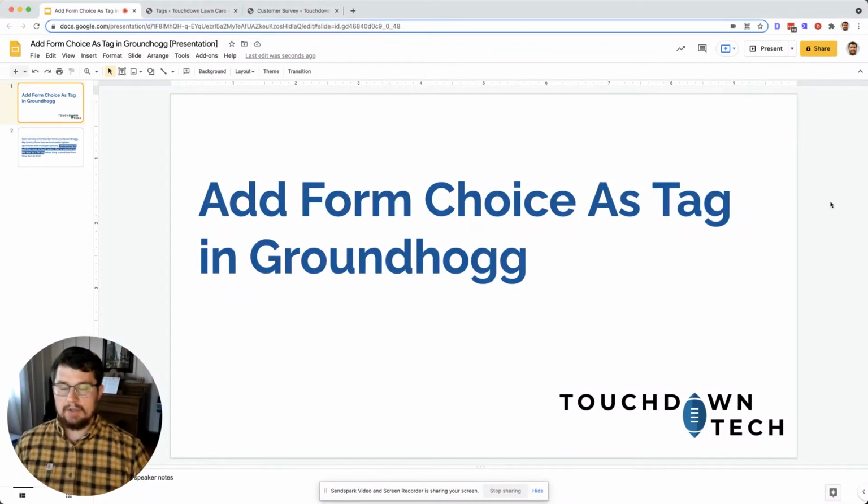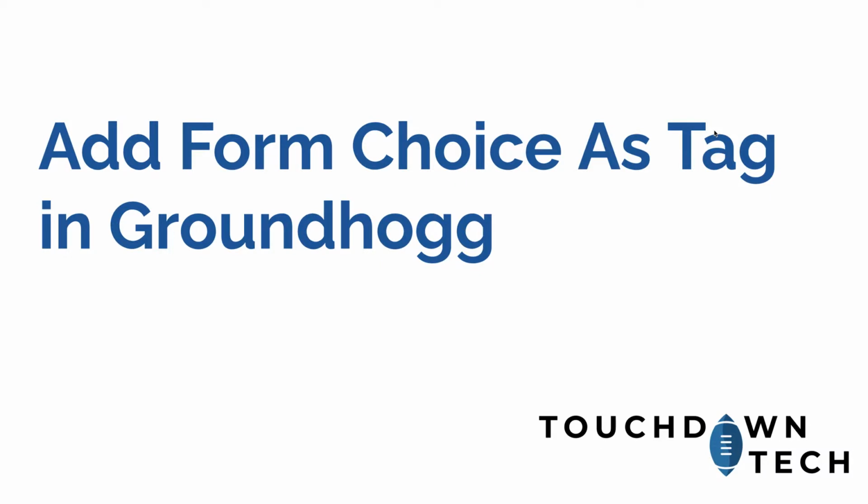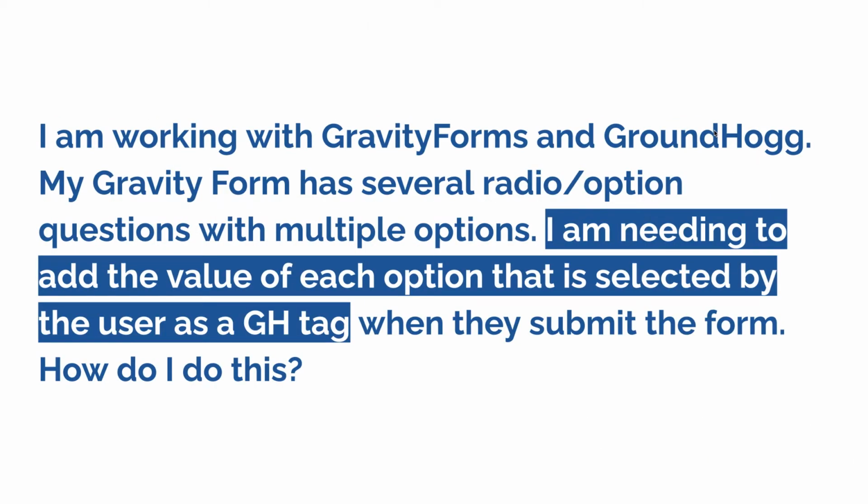Today I got an interesting question about adding tags to a contact in Groundhogg based off a choice in a form. The question was: I'm working with Gravity Forms in Groundhogg. My Gravity Form has several radio/option questions with multiple options. I need to add the value of each option that is selected by the user as a Groundhogg tag when they submit the form. How do I do this?